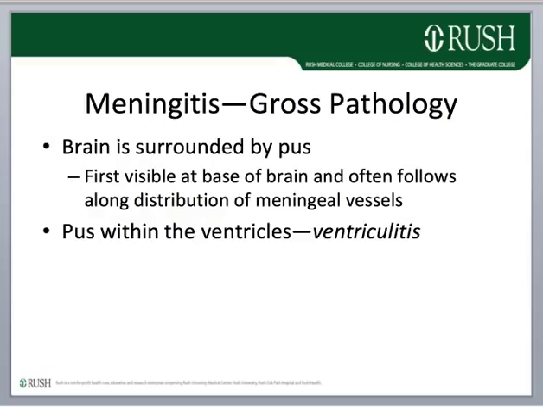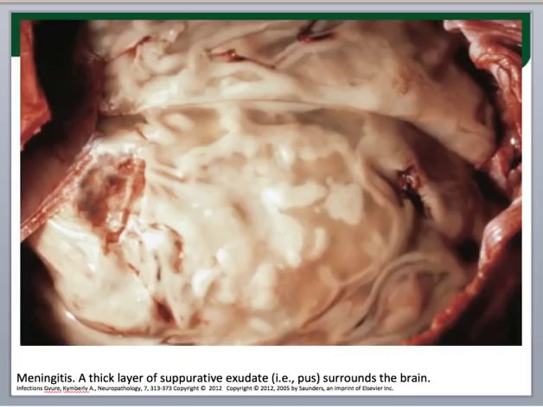In patients who die of meningitis, the brain is surrounded by creamy yellow or green pus. Pus is first visible at the base of the brain as thin creamy lines that extend along meningeal vessels. These vessels are engorged and stand out prominently. In fulminant cases, pus may also be noted within the ventricles, which is called ventriculitis. So this is the typical gross appearance, which you would find at autopsy.